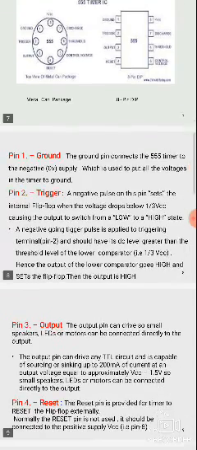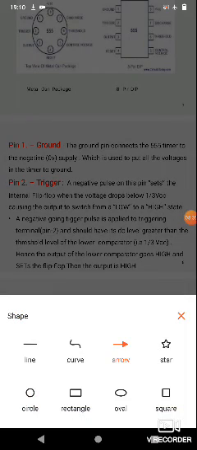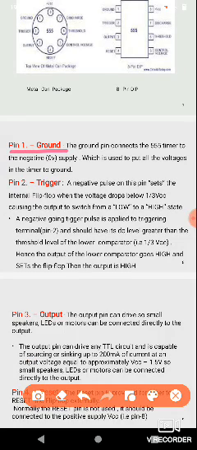The first pin, pin 1, is used for grounding purpose. The ground pin connects the 555 timer to the negative supply, which is used to put all the voltages in the timer to ground connection. The ground pin is connected to the 555 timer's negative power supply, and all the voltages are referenced to ground.